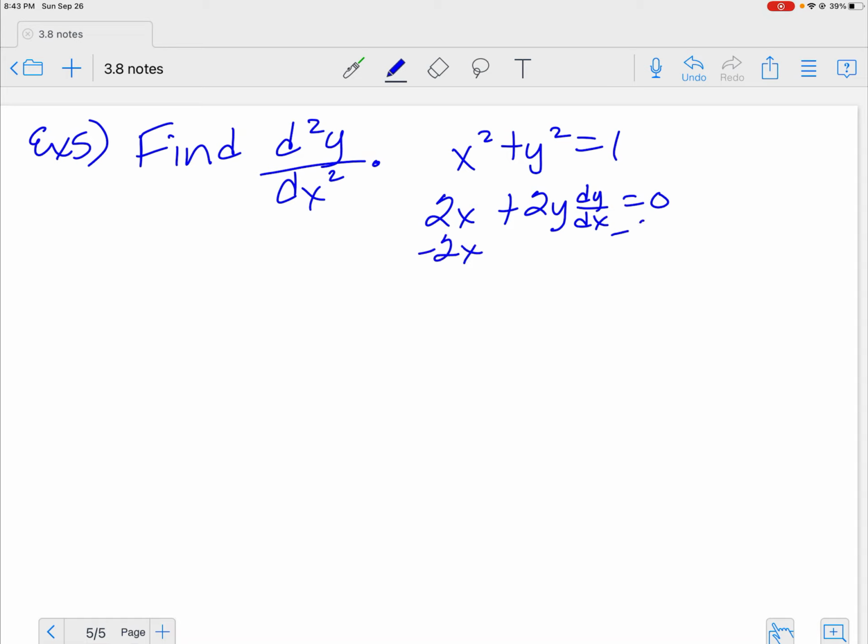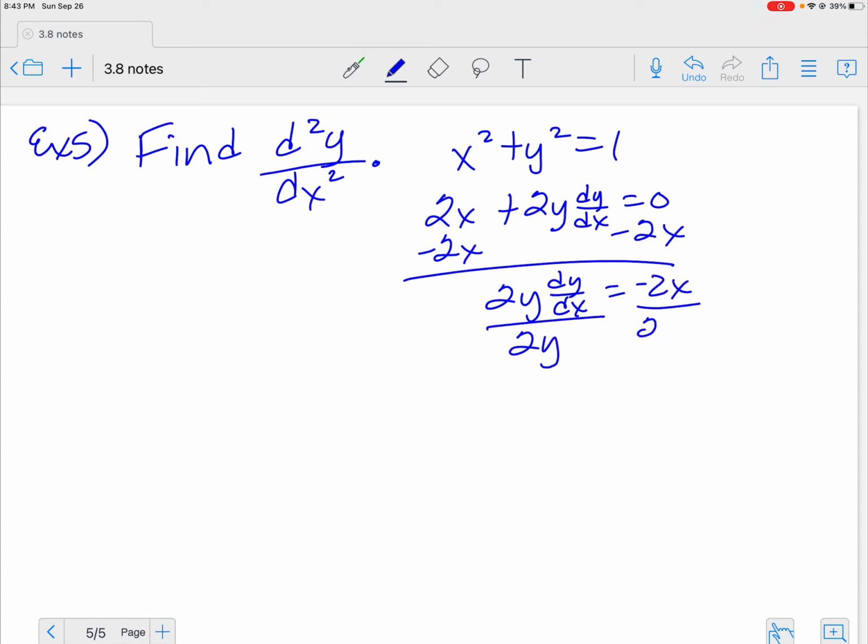Subtract your 2x from both sides. 2y dy dx is equal to a negative 2x. Divide both sides by a 2y. And dy dx is negative x over y. I just went through that kind of quickly. You can always pause the video because we've already done it.